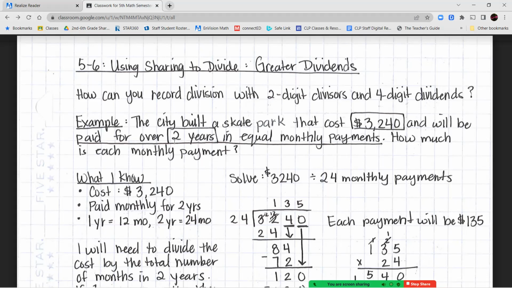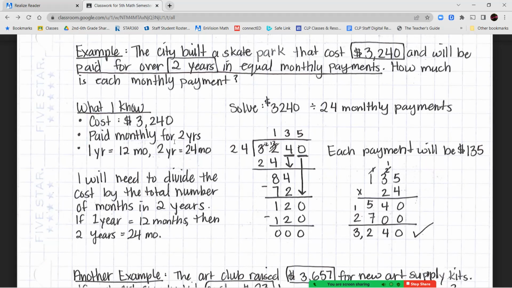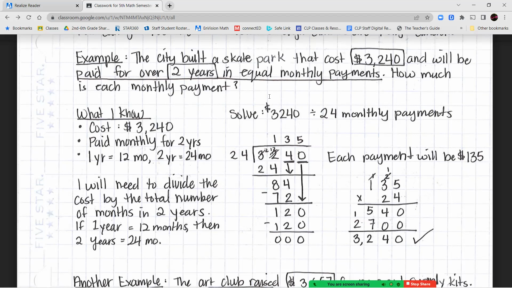So how can you divide with a 2-digit divisor and 4-digit dividend? So here it says the city built a skate park that cost $3,240 and will be paid for over 2 years in equal monthly payments. How much is each monthly payment? So there's a couple things you need to pay attention to in this question. We know the cost is $3,240. We know it's paid monthly for 2 years, and we want to figure out the monthly cost.